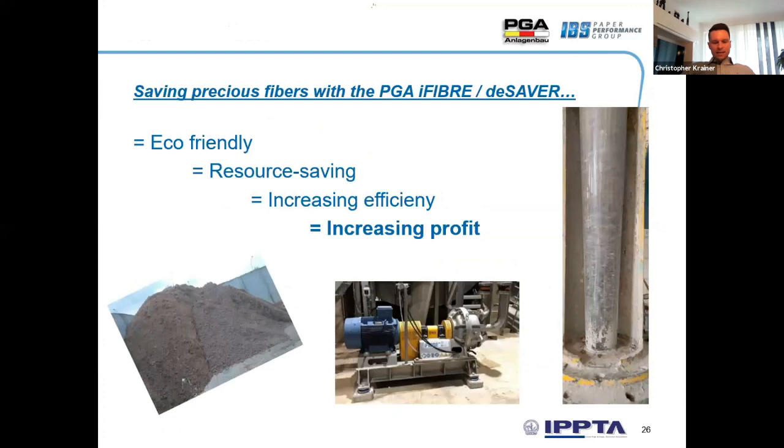Now we are at the end, and I can only say: saving precious fibers with the BGA iFiber T-Saver. Make your paper machine eco-friendly, use resources in a valuable way, increase efficiency, and increase your profit.